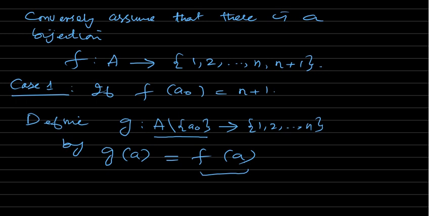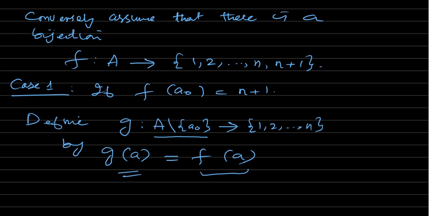Any element that is in A minus a naught, its image under f cannot be n plus 1. The reason is that the image of a naught is n plus 1. So two elements cannot have image n plus 1 under f, because f is given to be a bijective map. It's a 1-1 map. So that means if you define this g by this rule, by this equation, it's well defined.